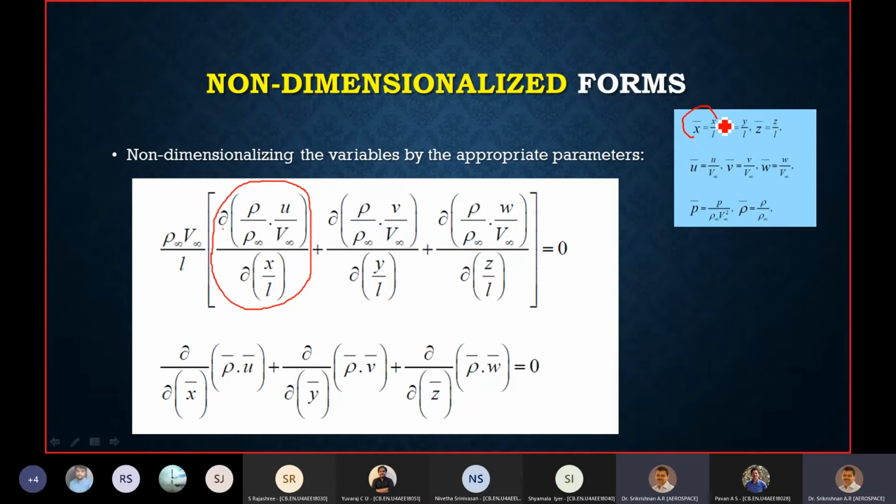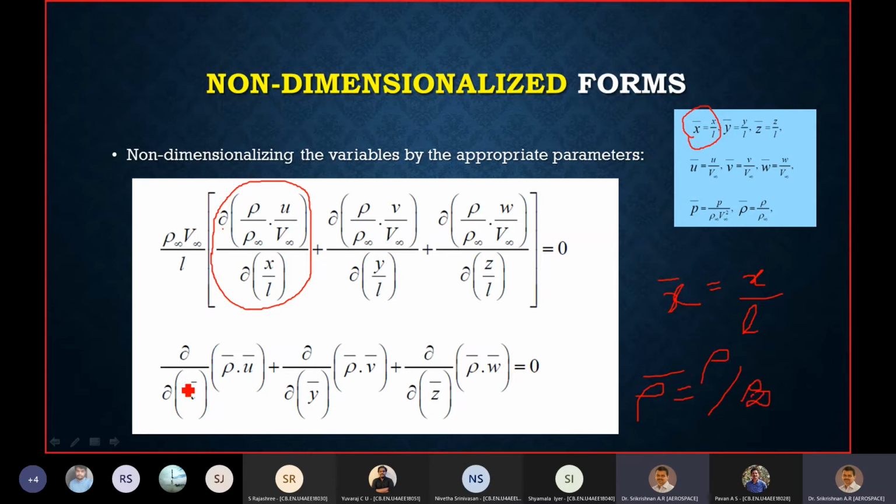Each non-dimensionalized parameter is denoted by a hash or a dash on the top. So x hat or x dash or whatever you call it, x bar actually. So x bar is the non-dimensionalized form of x. That is, x bar is x by L. Similarly, rho bar is equal to rho by rho infinity.